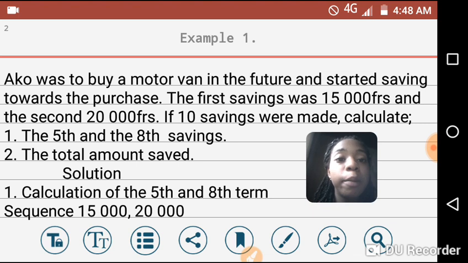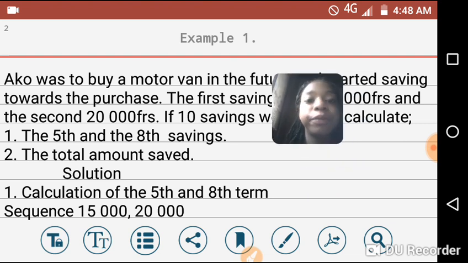Akko was to buy a motor van in the future and started saving towards the purchase. The first saving was 15,000 francs and the second saving 20,000 francs. If 10 savings were made, calculate: 1. The fifth and the eighth savings. 2. The total amount saved. Now, that is a question for us to be able to solve.